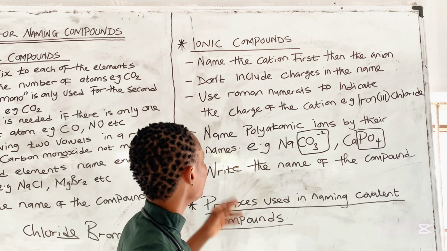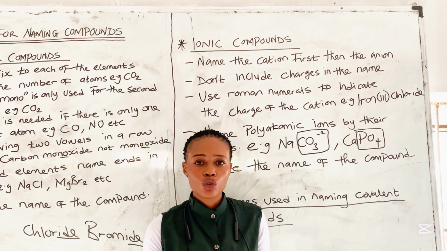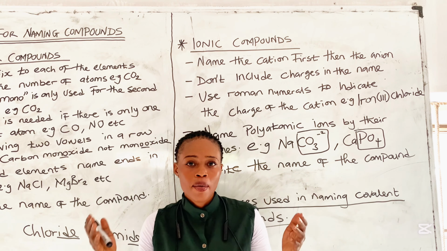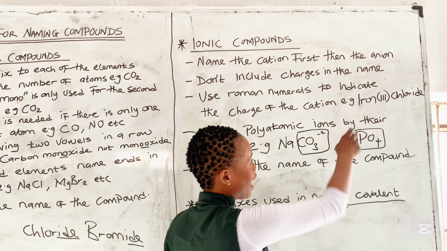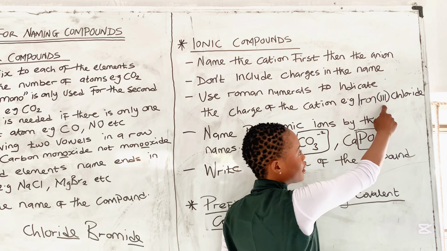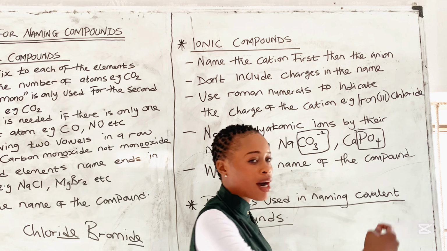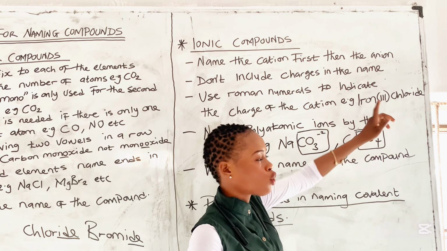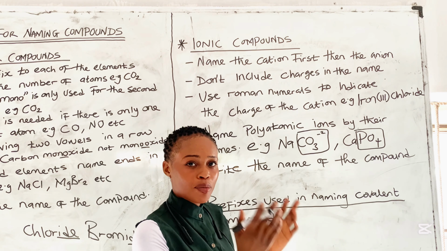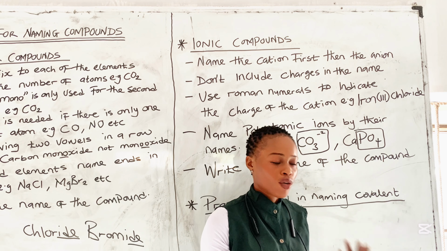Then for our third rule, use Roman numerals to indicate the charge of the cation. Remember, our cations are metals. So for example, we have iron(III) chloride. This 3 indicates that the charge of the ion is 3, that is, the oxidation number of the ion is 3 for this compound. So use Roman numerals in parentheses, that is brackets, to indicate the charge of the cations. Please take note of that.